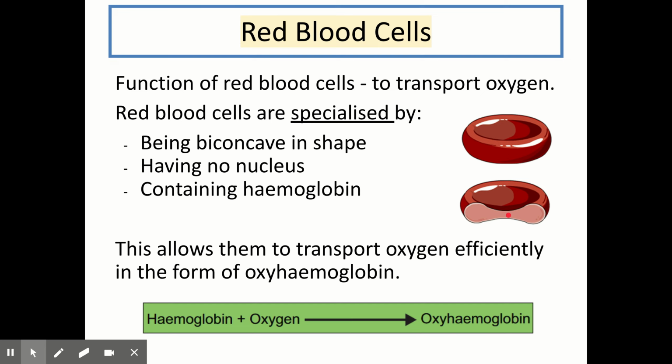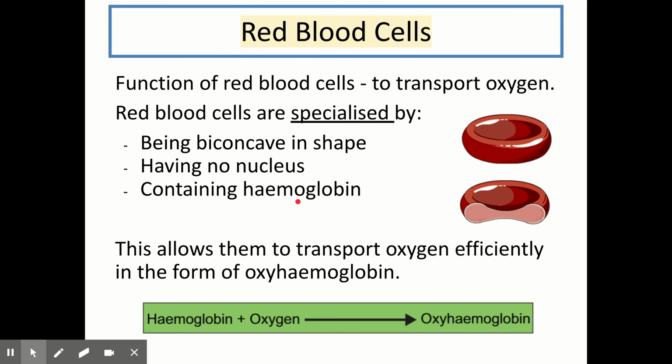The reason they can transport oxygen more efficiently by having no nucleus is it means there is more space for the third thing: haemoglobin. Haemoglobin is extremely important. Red blood cells cannot carry oxygen without it. It's the haemoglobin inside the red blood cells that binds to the oxygen and holds it so that the red blood cell can transport it around the body.